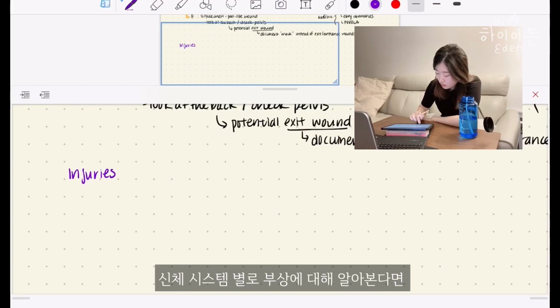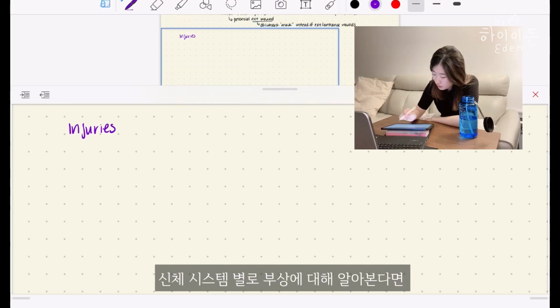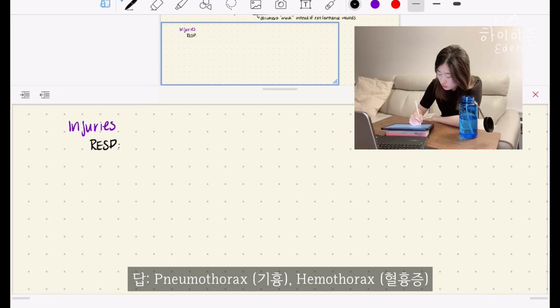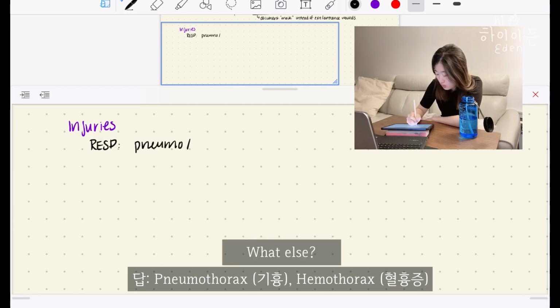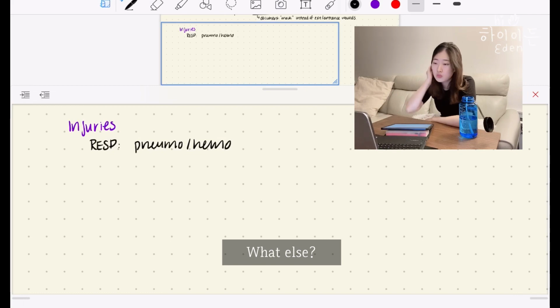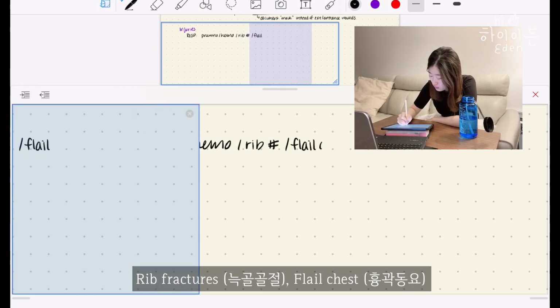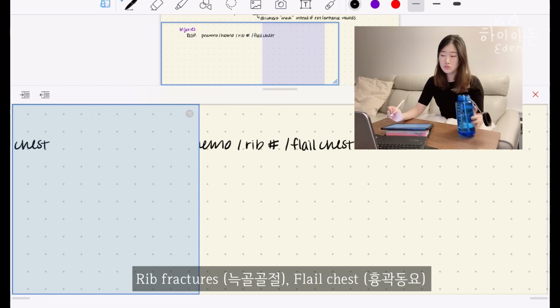If we think about respiratory, what are some respiratory issues, hypotheses? Perfect. Yeah, pneumo, hemo. What else? You mentioned something earlier on. Somebody mentioned another potential injury having to do with respiratory. Yes, ribs. So this patient could have some fractured ribs. They could have a flail chest. They could have a pneumo or a hemo, which could turn into a tension pneumo.